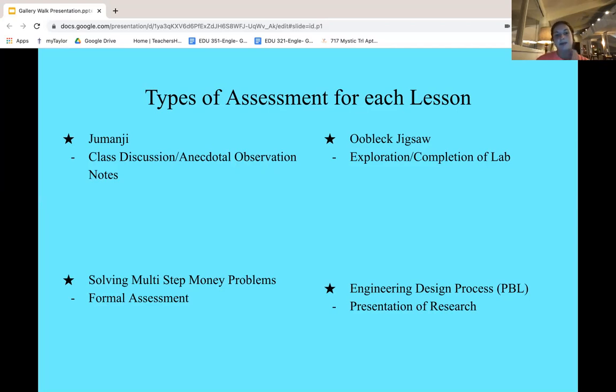For my solving multi-step money problems, it was a formal assessment of the students completing math problems for me and then turning it in so I could see what they had learned. And finally, with the engineering design process or the project-based learning, the students presented their research to the class as a whole. And they described what went good, what went wrong, what they would do next time, what they figured out in their research, and why they designed the plan the way that they did.